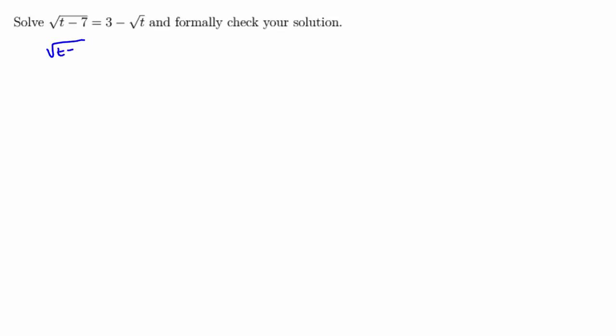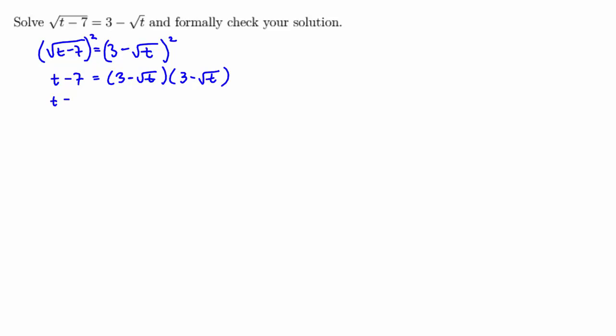The square root of t minus 7 is already isolated as it sits on the left-hand side by itself. So as our first step, we will square each side of that equation. We'll square the left side and we'll square the right side. The left side, we have the square root of t minus 7, and it's squared, so it will simplify to t minus 7. On the right side, though, we have 3 minus the square root of t, and that quantity is squared. So we'll simplify it to 3 minus the square root of t times 3 minus the square root of t.